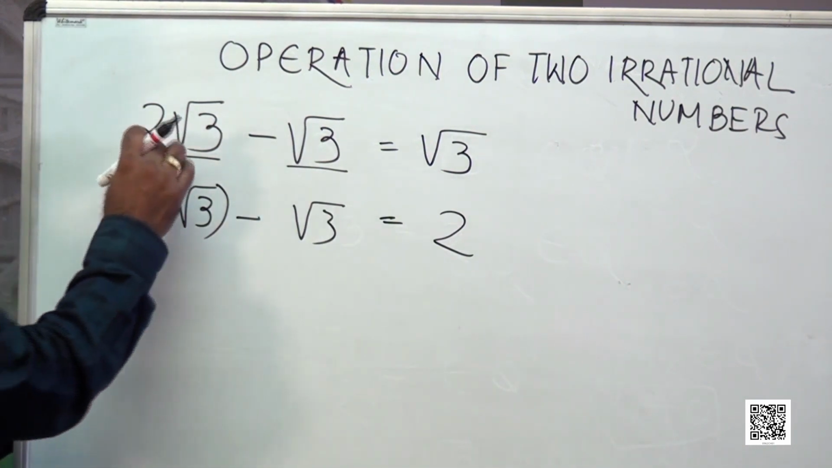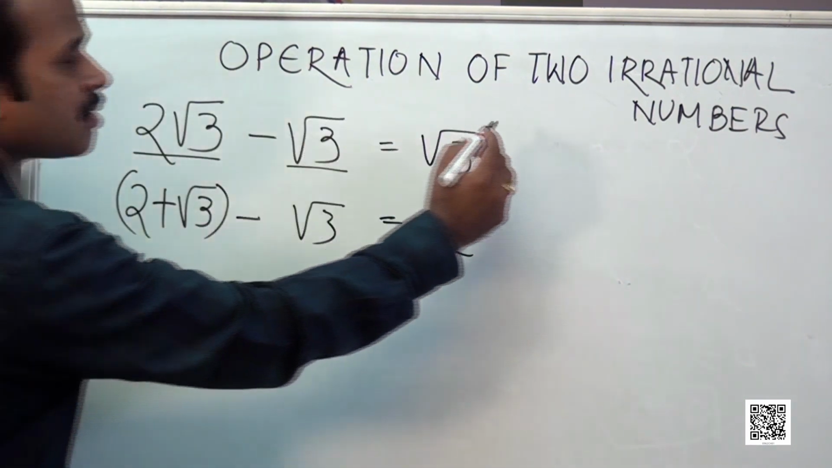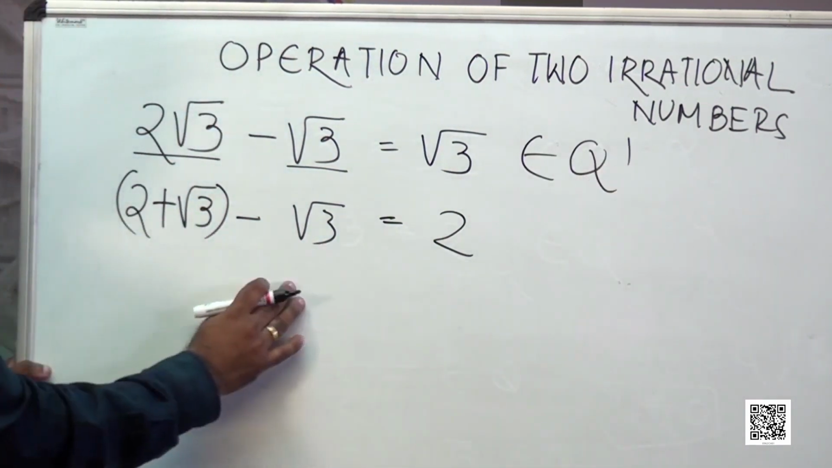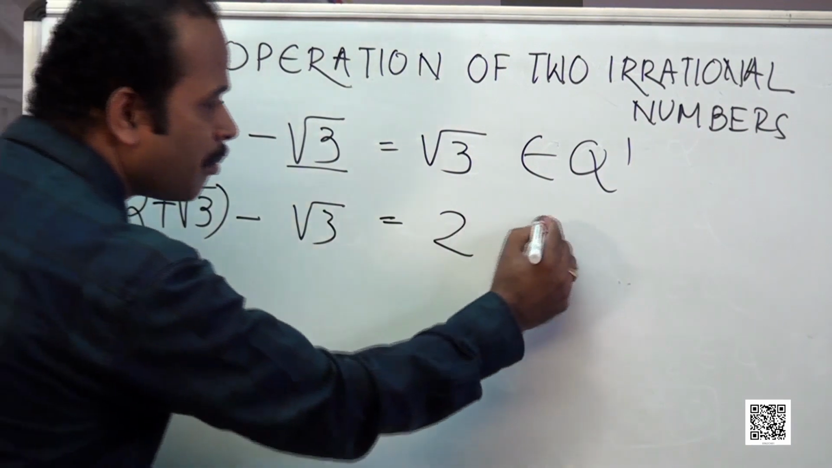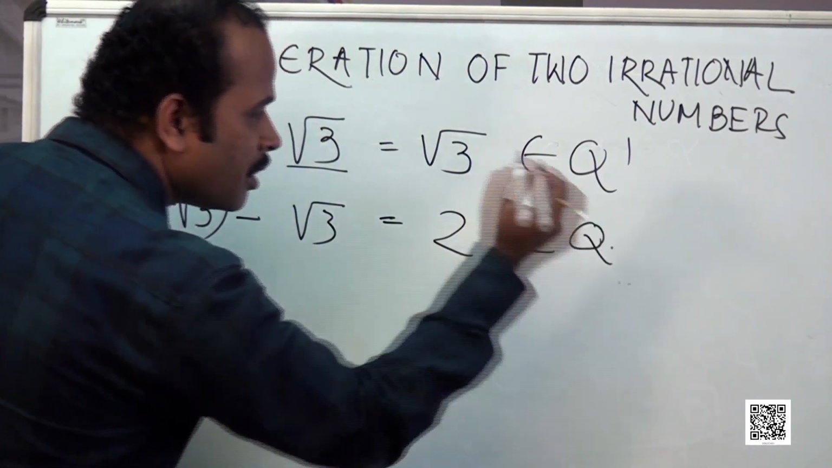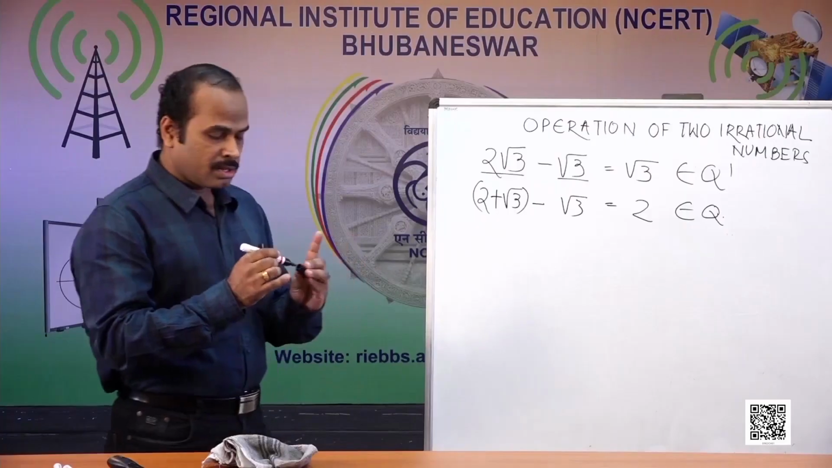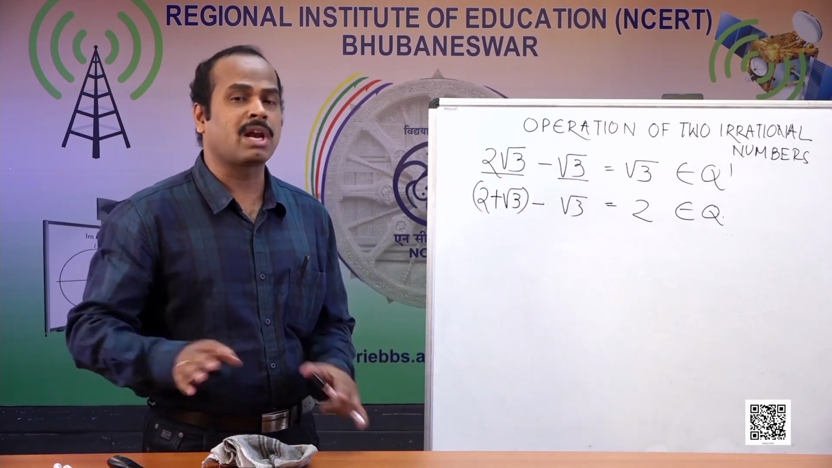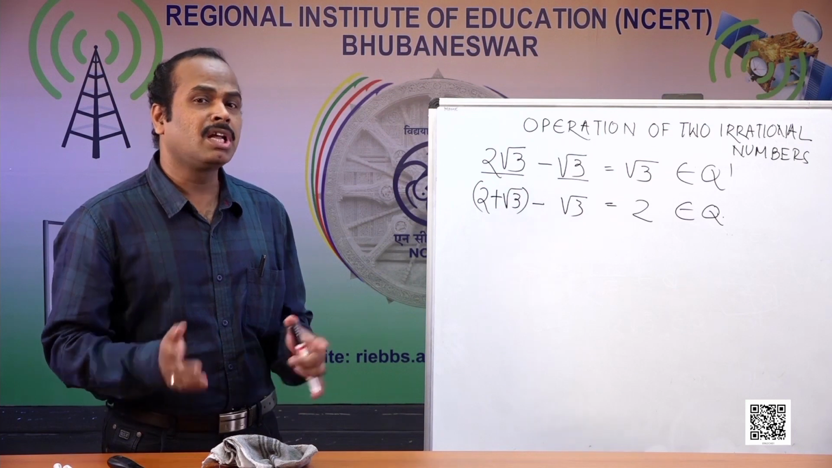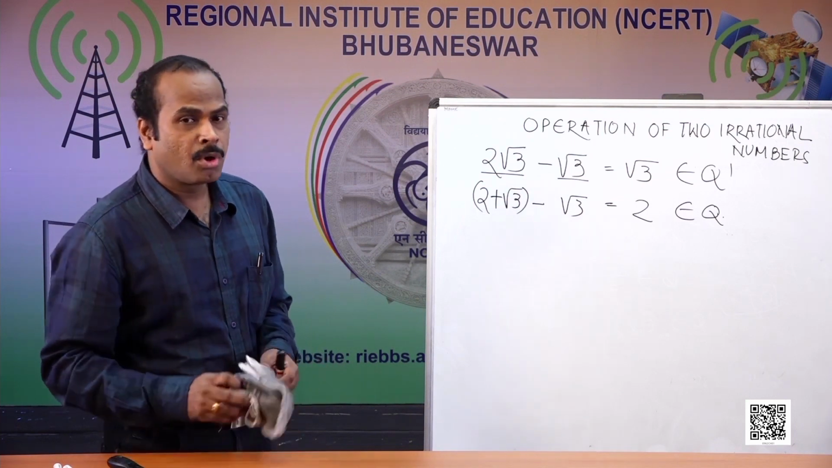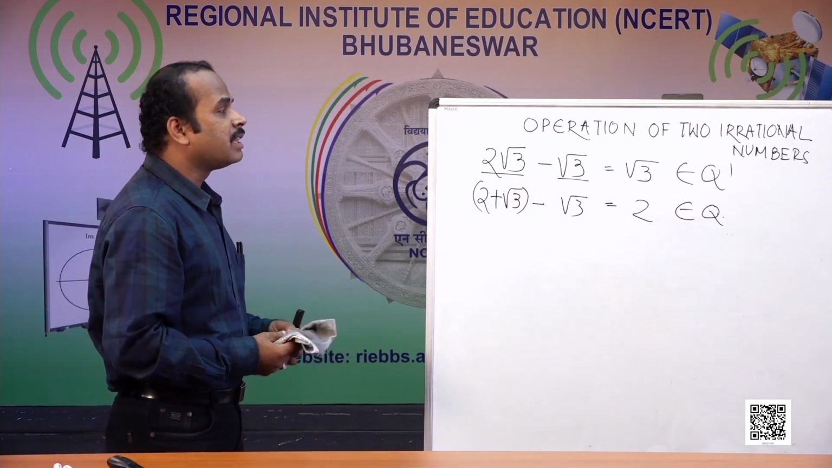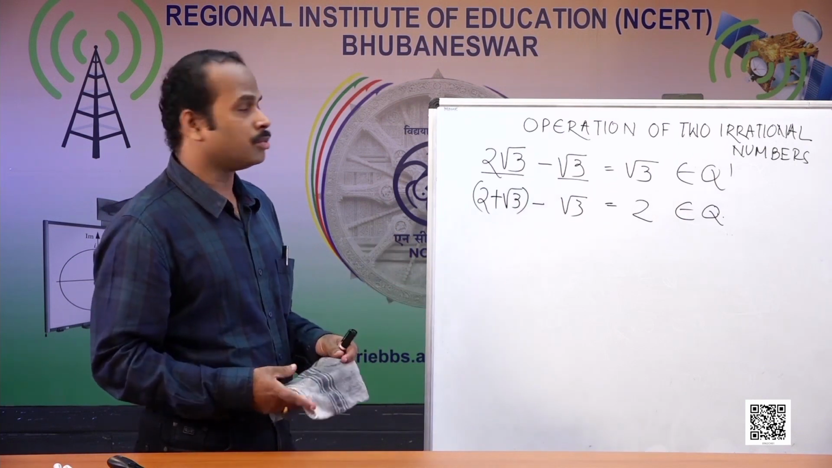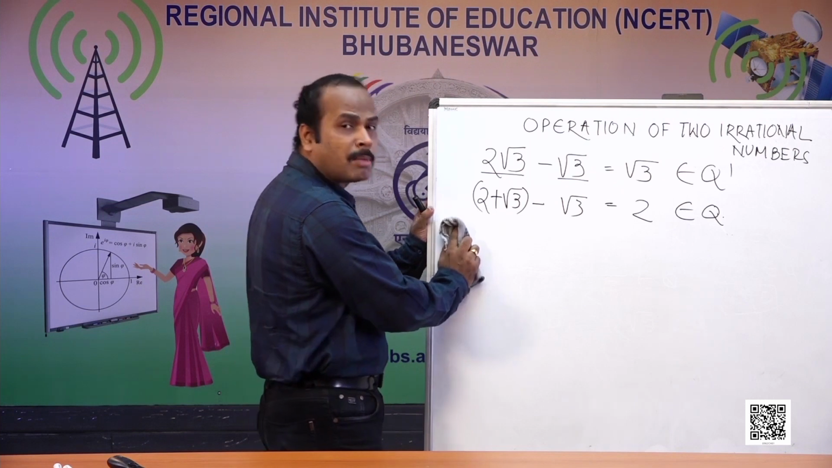In this case, I find the difference of two irrational numbers is an irrational number. And in this case, I find the difference of two irrational numbers becomes a rational number. So here also we cannot say the difference of two irrational numbers will always be an irrational number or a rational number. It depends upon the numbers we are operating. This gives us an idea that the difference of two irrational numbers may be rational, may be irrational too. Let us go to multiplication.